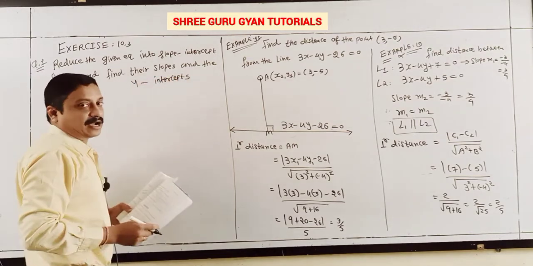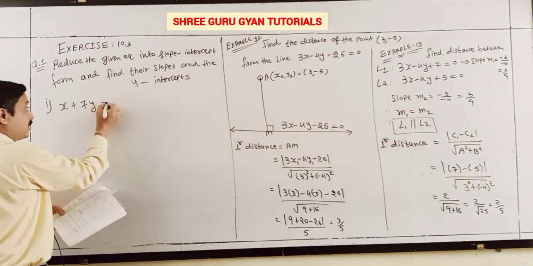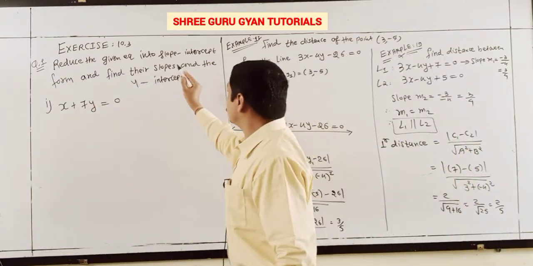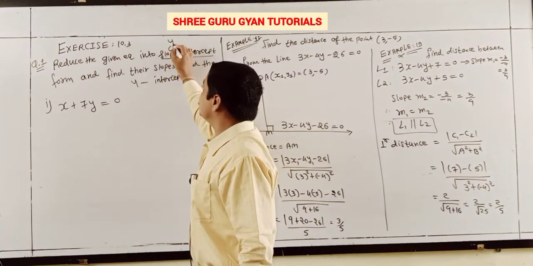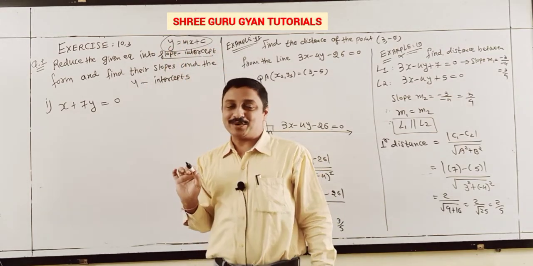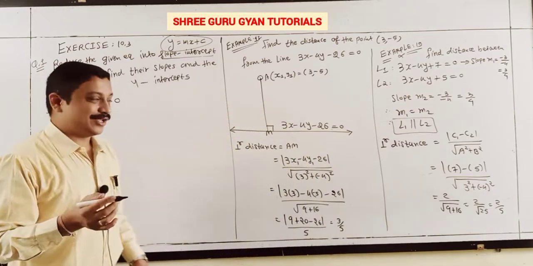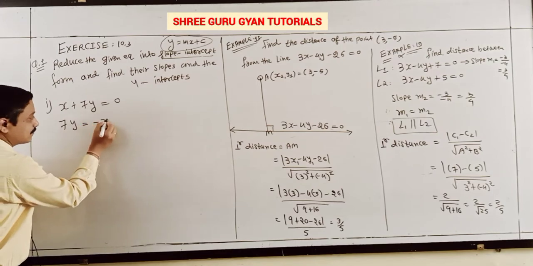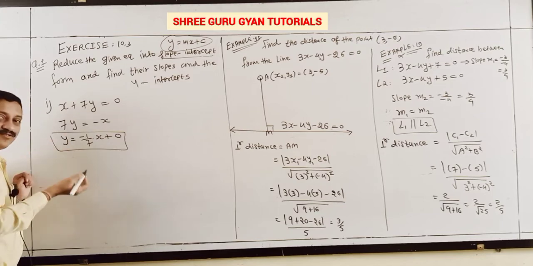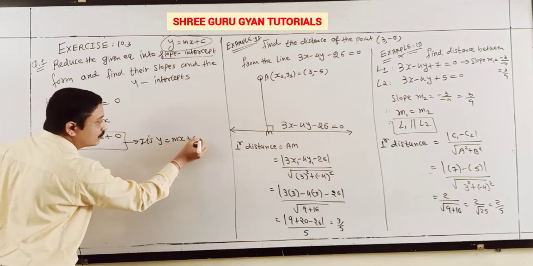That's your question. My first question is x plus 7y is equal to 0. Students, first of all, what is the slope-intercept form? It is y is equal to mx plus c, where m is the slope and c is the y-intercept. So we can write 7y is equal to minus x, y is equal to minus 1 by 7 x plus 0. It is in y is equal to mx plus c form.